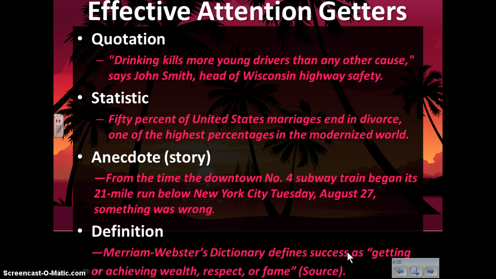And then the final type of effective attention getter is a definition. So, for example, Merriam-Webster's dictionary defines success as, quote, getting or achieving wealth, respect, or fame. And so, again, a definition would be compelling because you're introducing the topic in a way that kind of gives the reader that foundational definition. So I want you guys to notice that the 4 types of effective attention getters are the 4 types of evidence we talked about earlier in the semester.